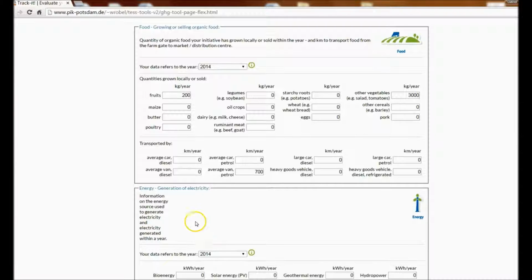For the second activity, generation of electricity, we said we were doing solar panels, so solar energy. Suppose we do 8,000 kilowatt hours per year, which is a relatively small installation.